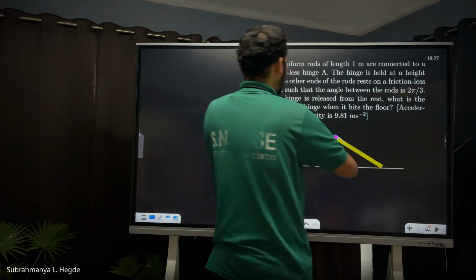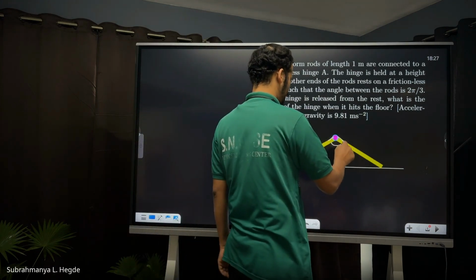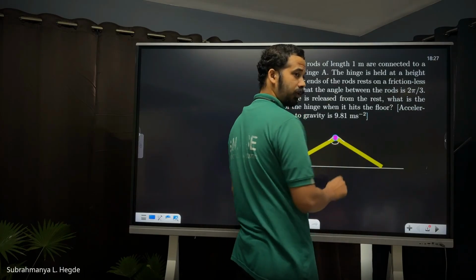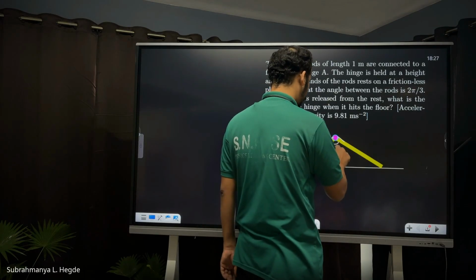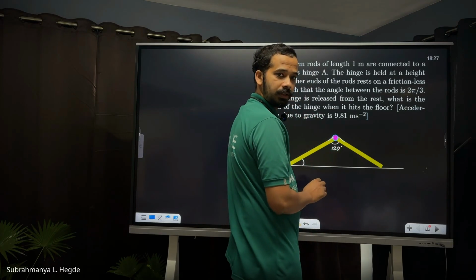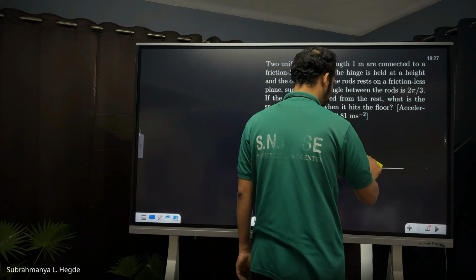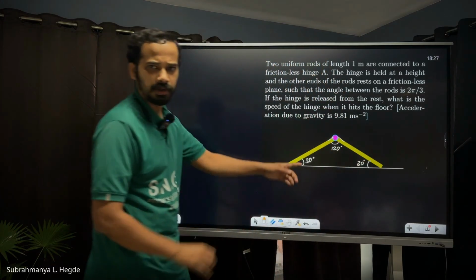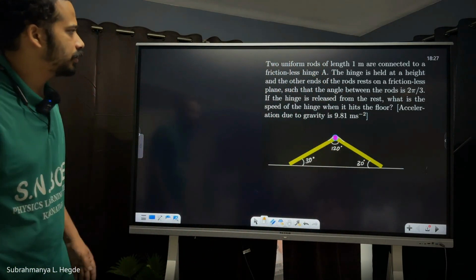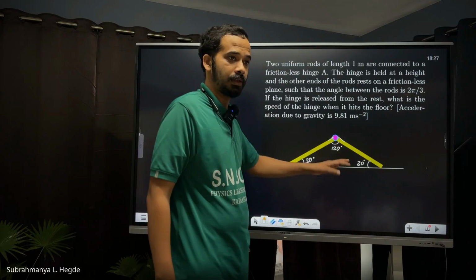frictionless plane, such that the angle between the rods is 2 pi by 3. What is 2 pi by 3? 120 degrees. If it is 120 degrees, then this must be 30 degrees, 30 degrees. Now it becomes exactly the same as that Weichel problem. He also started with the same initial condition. If the initial conditions are changed, your answer will change. They can manipulate the question.